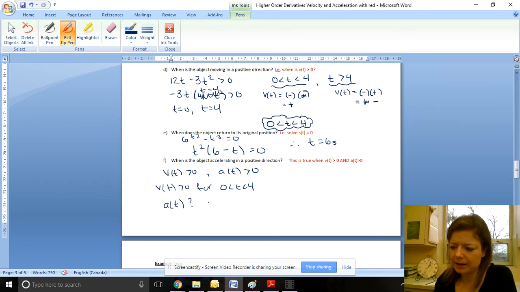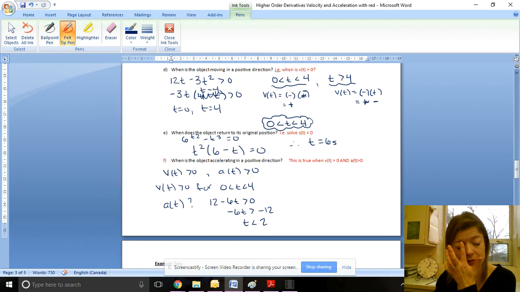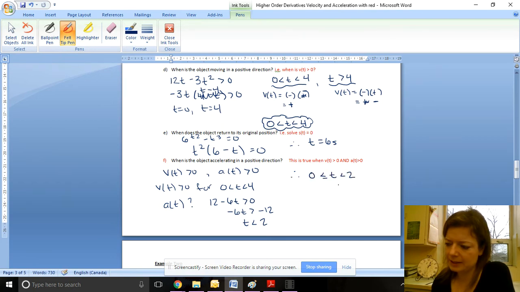Okay, so we take our acceleration function, 12 minus 6t, and we solve for when it's greater than 0. So you get negative 6t greater than negative 12. So t is less than 2. Remember, when you divide by a negative, you have to switch the signs. So therefore, they're both positive between 0 and 2 seconds.